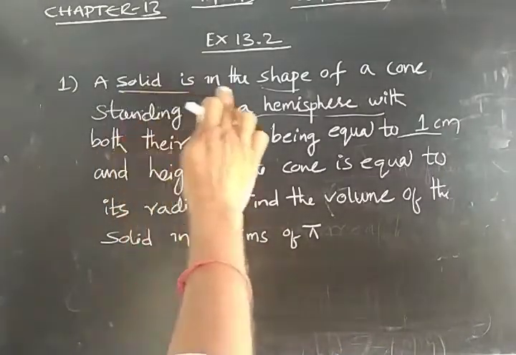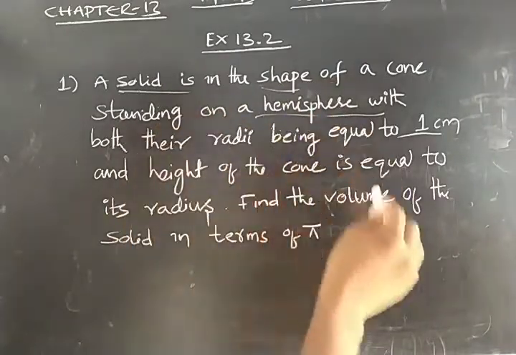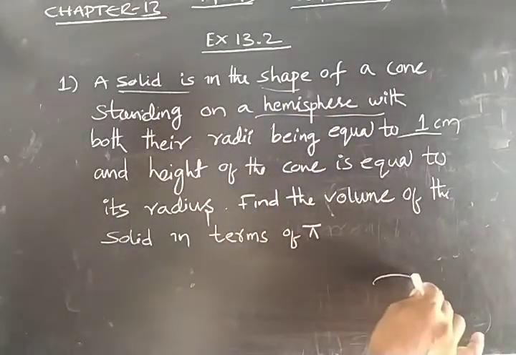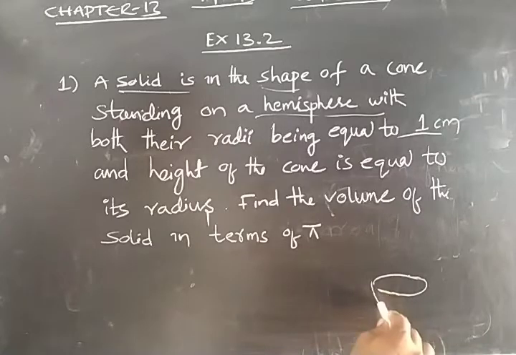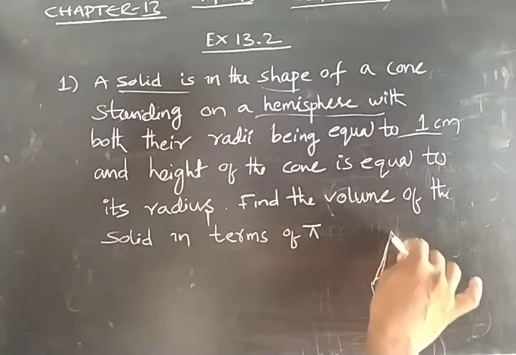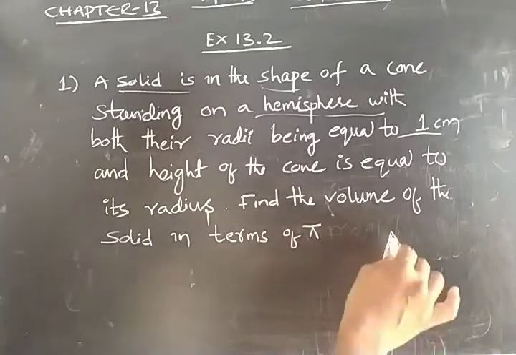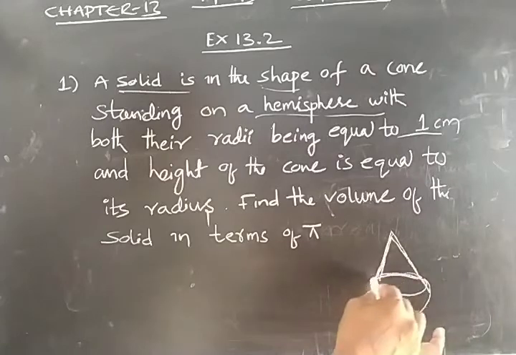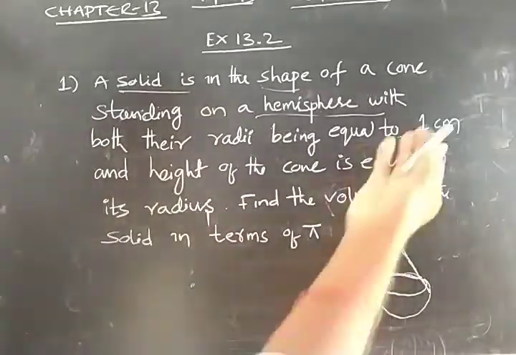See what is given. A solid is in the shape of a cone standing on a hemisphere. So we have one cone which is standing on a hemisphere. This is one hemisphere. I am drawing a cone on the hemisphere. Now this is the required shape of the solid. The cone is standing on the hemisphere. And what are the given dimensions?